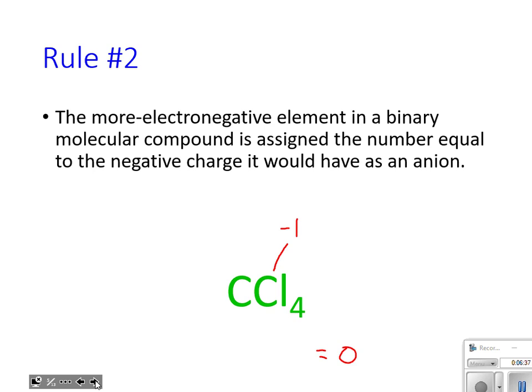I know that chlorine has a -1 oxidation number. How many chlorines do I have? I have 4 of them. So my total negative is going to be 4. What makes this statement true? A +4. How many carbons do I have? I only have 1. So my oxidation number for carbon is going to be +4.